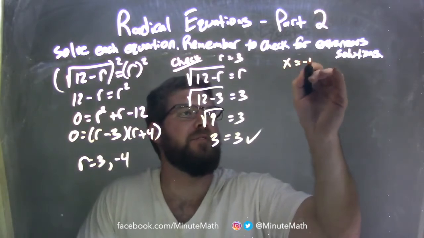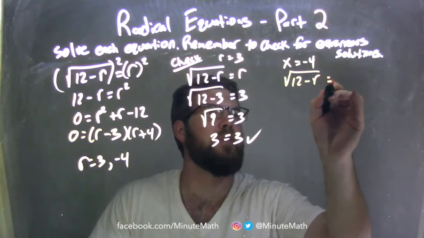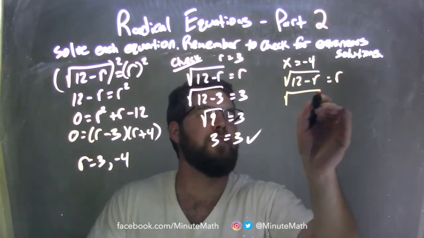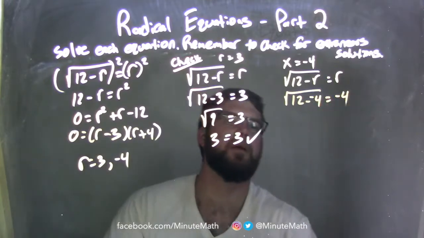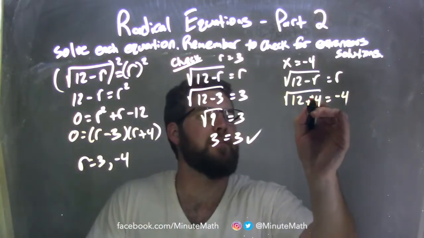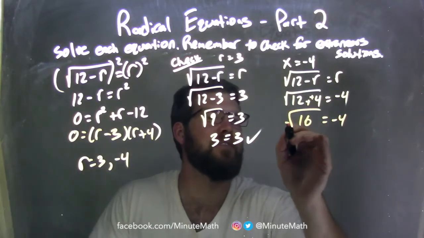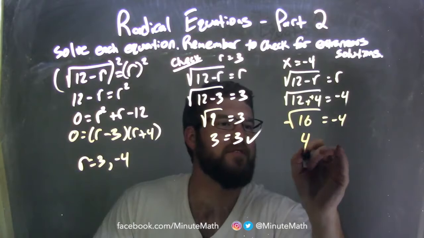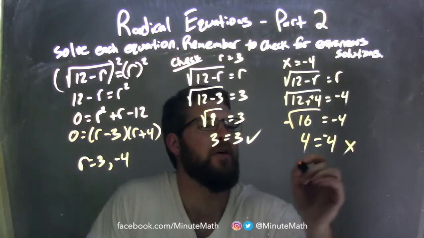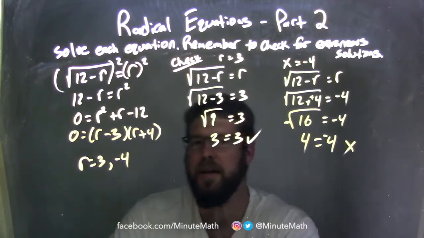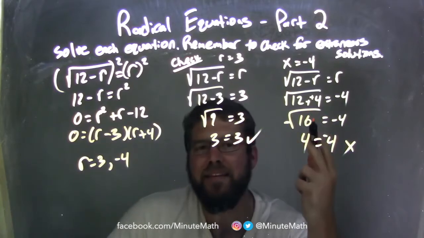So r equals -4 here. Well, let's plug it back into our original equation. Let's write it out. Square root of 12 minus r equals r. Let's plug -4 in. So square root of 12 minus -4 equals -4. Minus a negative is like plus a positive. So we have 12 plus 4 is 16, equals -4. Square root of 16 is a positive 4. Almost there, but no cigar. They're not equal. Positive 4 and -4, not equal. So that's an extraneous solution. When r is -4, that's an extraneous solution.